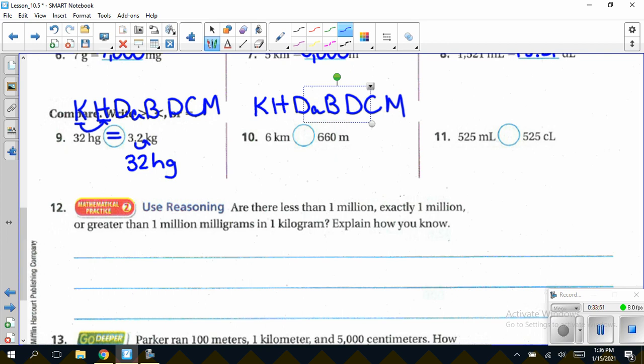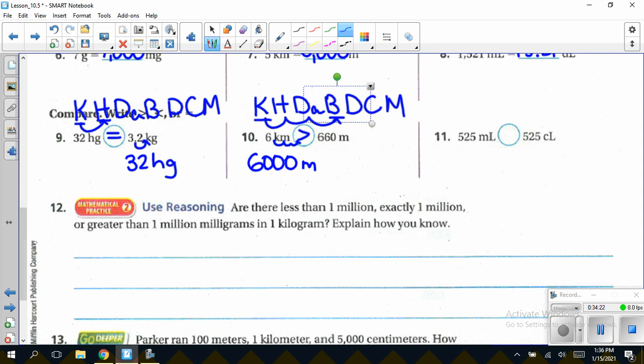So if I'm working with kilometers and I'm converting to meters, remember the meters is our base unit, I'm going to be swooping 3 place values to the right. So from the 6 kilometers, 3 swoops to the right. That does just tell me to add 3 zeros behind the 6 to convert it into meters. So I do know that 6,000 meters is larger than 660 meters.